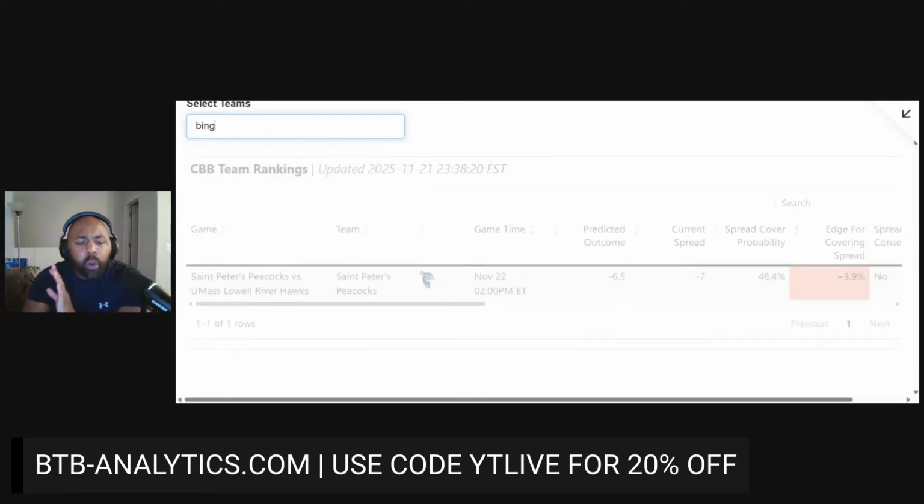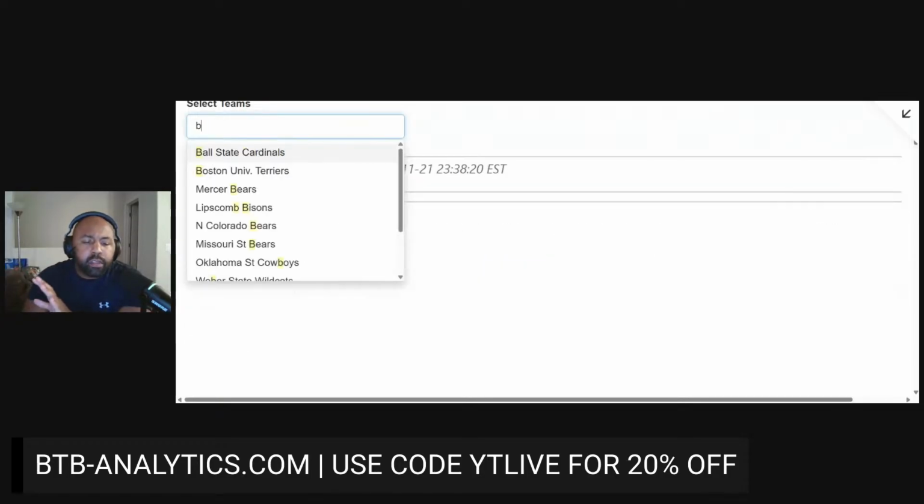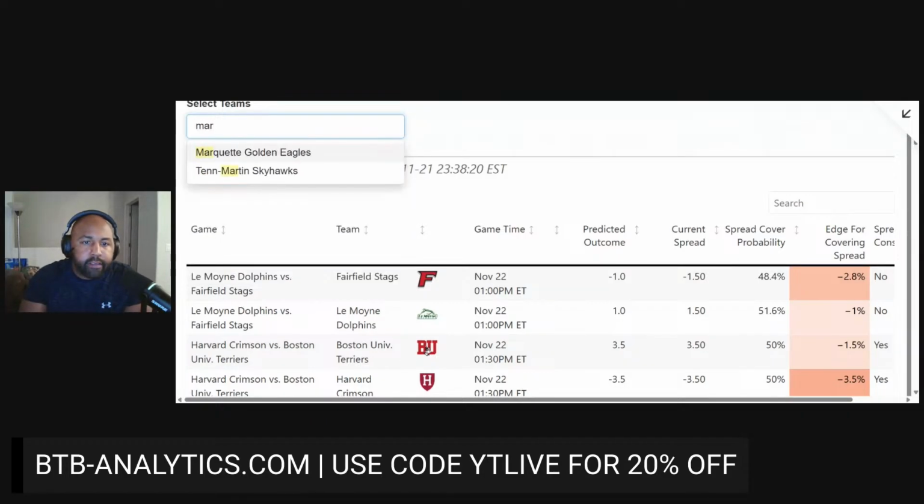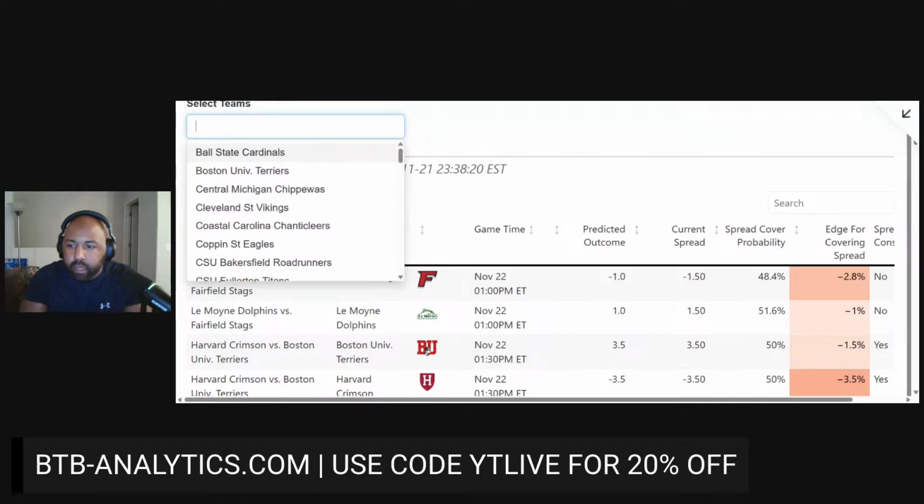One thing too, these are only for D1 versus D1 matchups. So if there are some that are not, or a D1 team playing somebody else, we won't have output for that. We can only do D1 to D1. So I'm trying to see, who does Binghamton play? Maryland Eastern. I don't think we have them. Yeah, we don't have them on there, so I don't have that one.